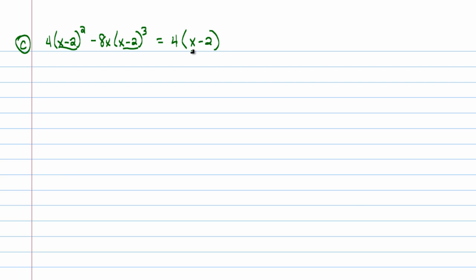And remember the rule, if they share a variable or a picture in common, you pull out the lowest powered occurrence of that. Well, this is a power 3. This here is a power 2. So I'm going to pull out a power 2 version of that.